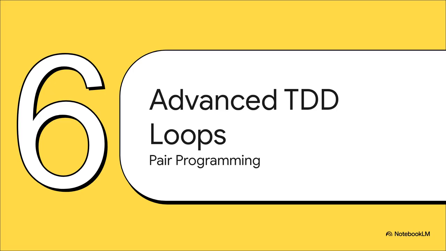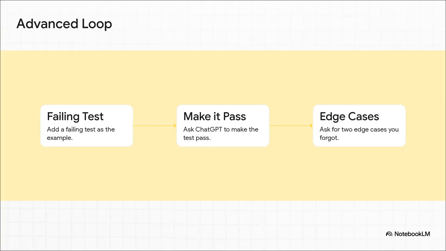Section 6. Advanced Test-Driven Loops. Okay, so you've got the basics down. Now, let's take this basic concept and level it up into a highly professional engineering loop. This is where the AI graduates from just being a simple code generator to a true pair programming partner. This essentially mirrors a real test-driven development, or TDD loop.